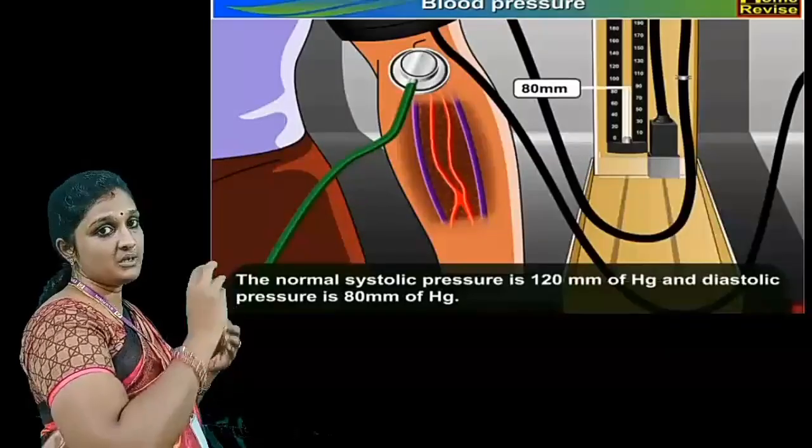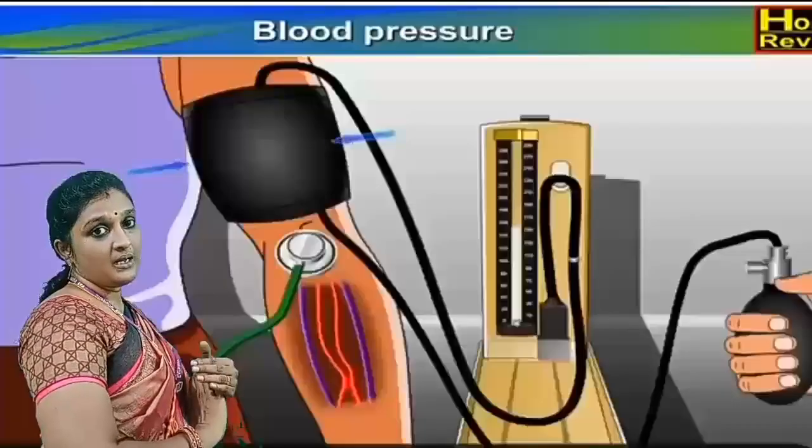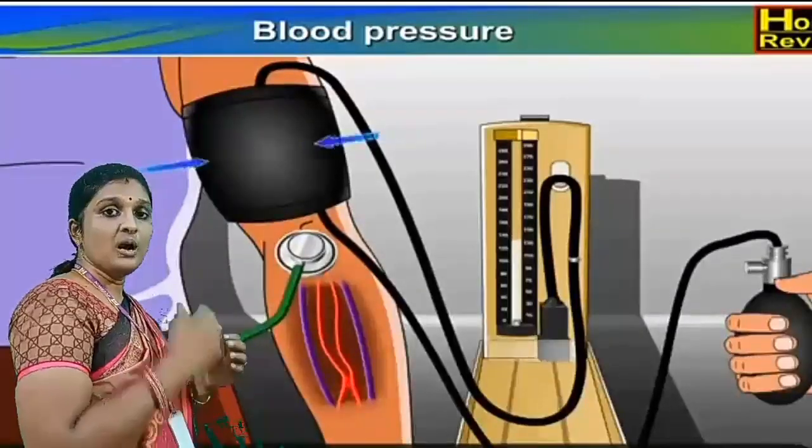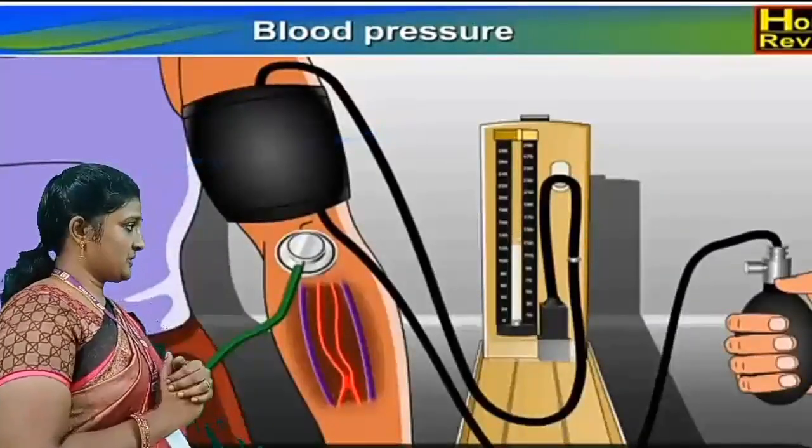Mercury is used as the measuring unit in the sphygmomanometer. How do they use this sphygmomanometer to find out the blood pressure? Let us see.